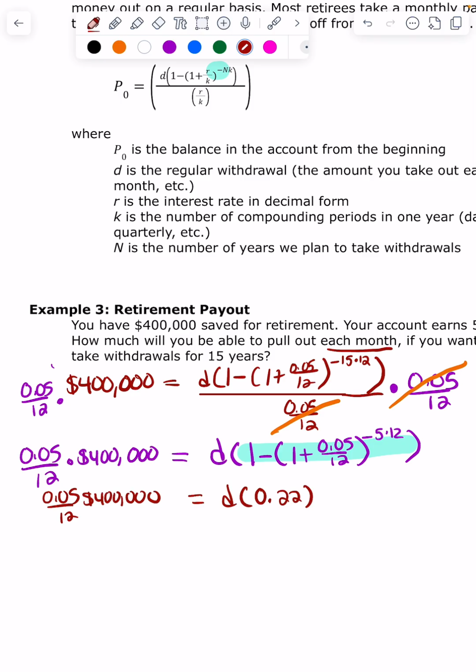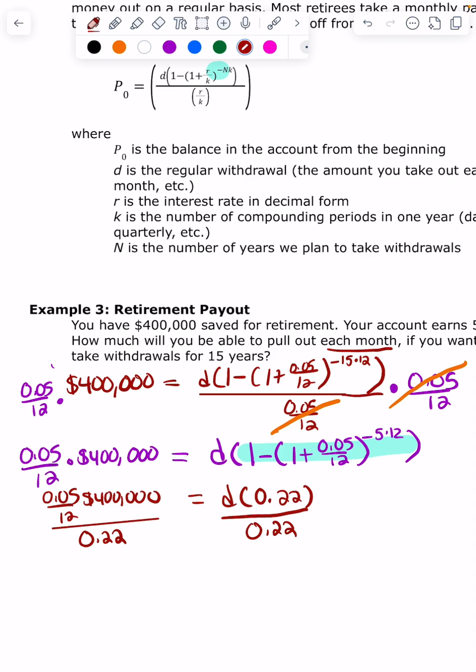So if you're not getting 0.22, check very carefully, make sure you have the parentheses everywhere you need it. And if you still can't get it, just let me know. We're going to divide both sides by that 0.22, but we're not going to use that rounded value. We're going to use what Desmos has in there. So I'm going to hit enter here in Desmos and then type 0.05.